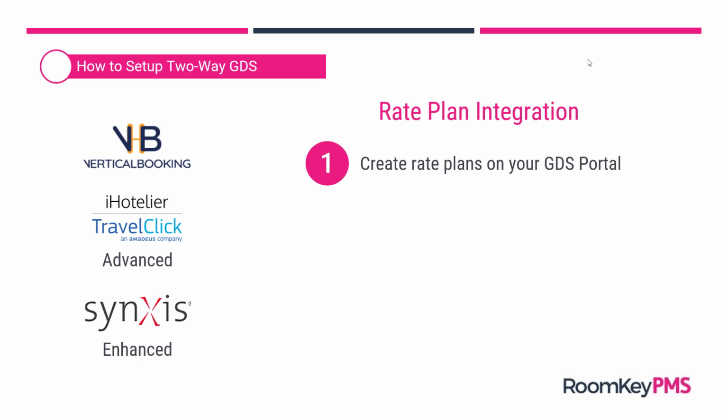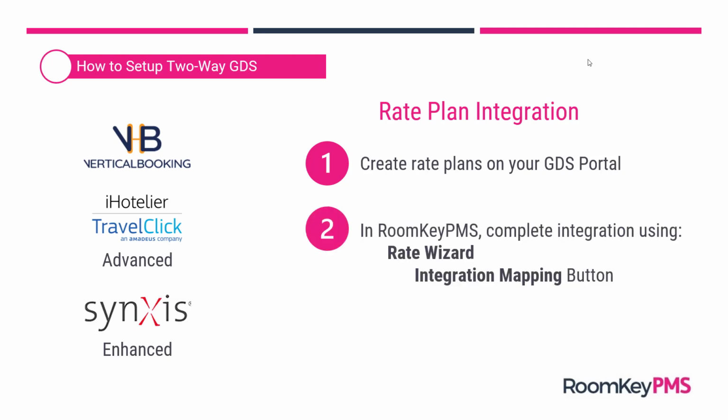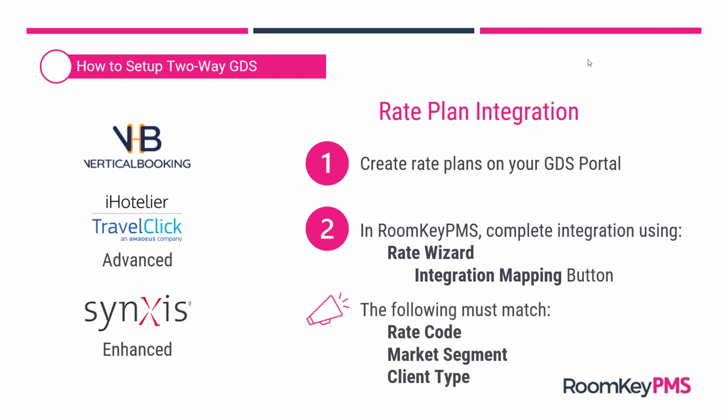Once you've created your rate plans on your GDS portal, the next thing you'll do in RoomKey is complete the integration using the rate wizard. A couple things to note. When you open up the rate wizard, you will see a new button called Integration Mapping. And as we go through and complete the integration, I want to remind you that you need to match the rate code, market segment, and client type as we go through this setup.